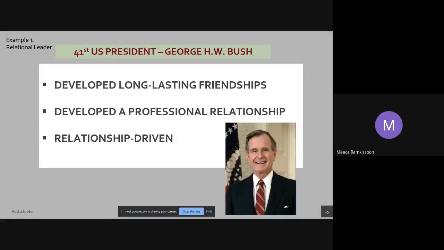Alright, here's an example of a relational leader. The 41st US President, Mr. George H.W. Bush. He developed long lasting friendships and professional relationships with people in authority and society. He was a relationship driven leader.